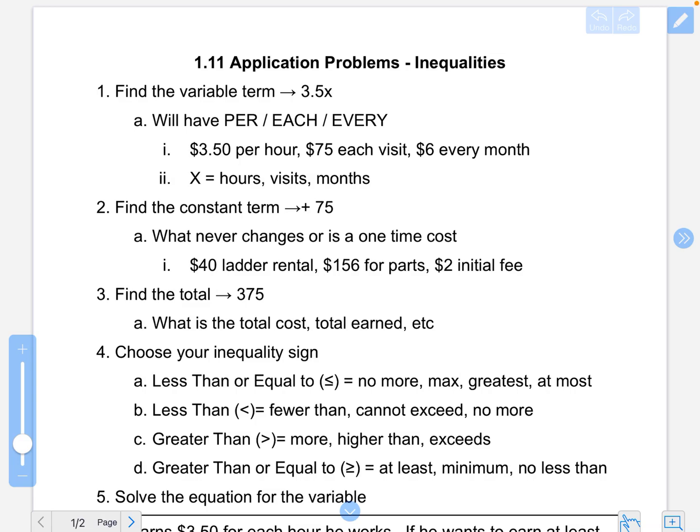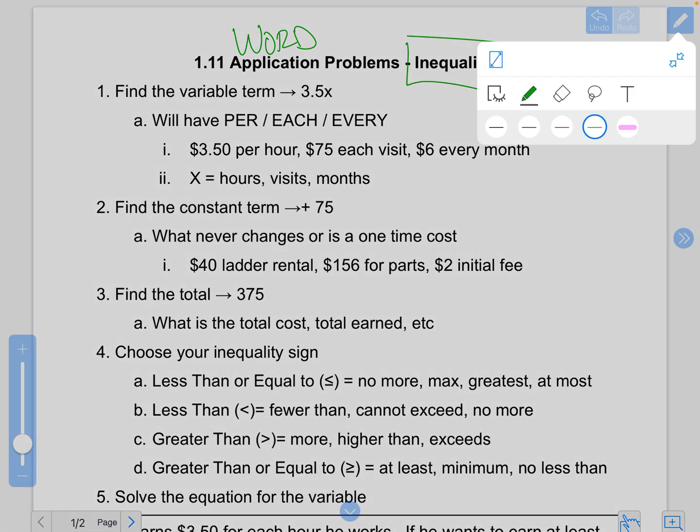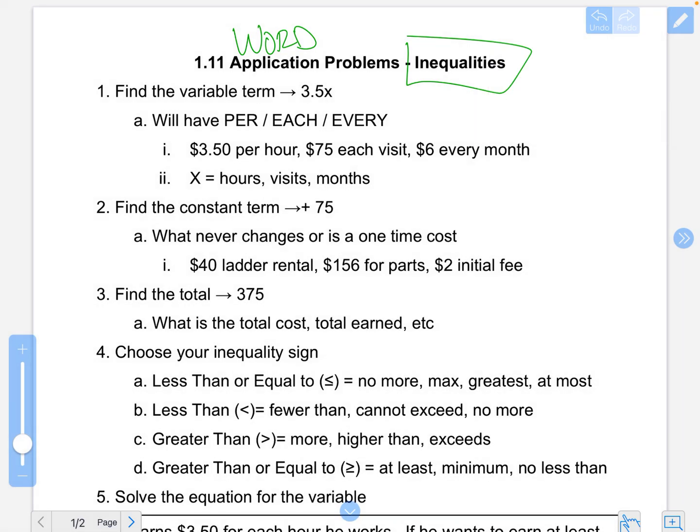Today we're going to be looking at application problems for inequalities. Remember, application problems just mean word problems with inequalities. So it's going to be very similar to our equations. We just have to pay attention at the very end to figure out which sign we need to use.